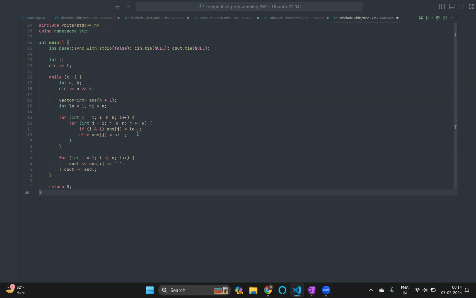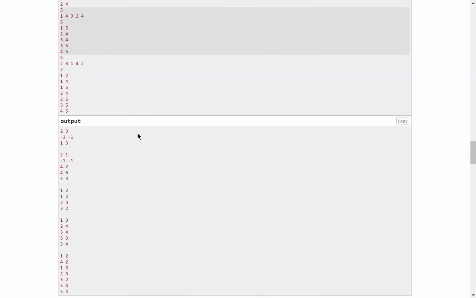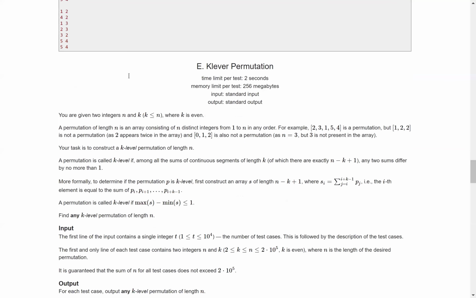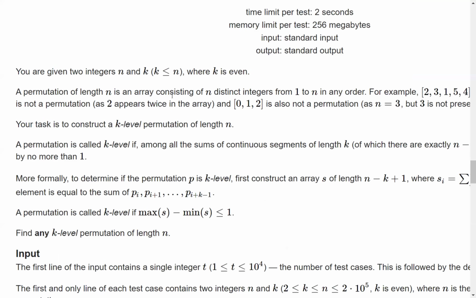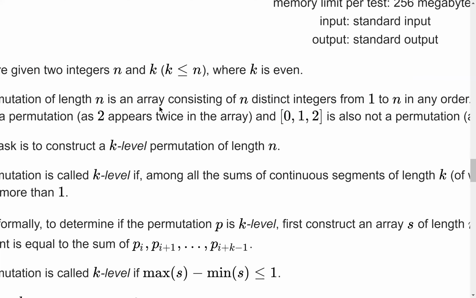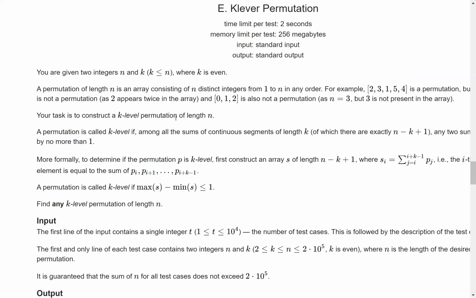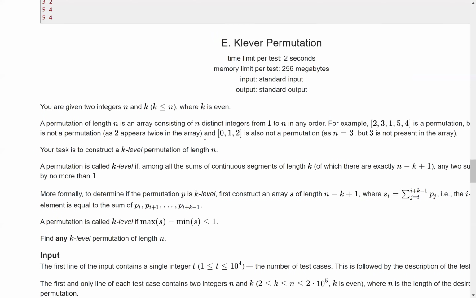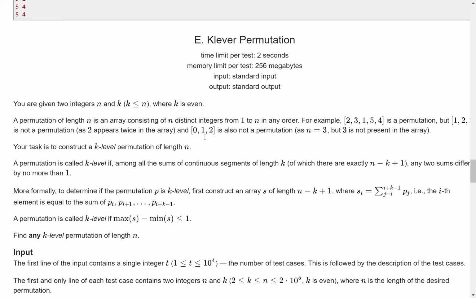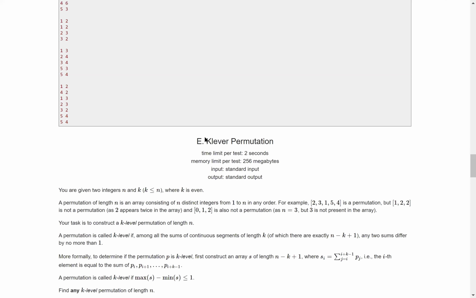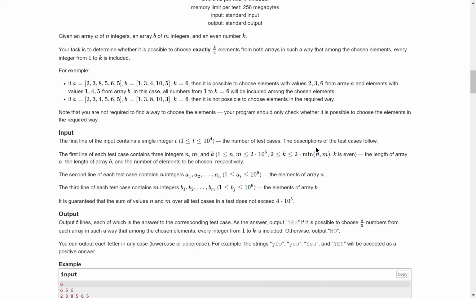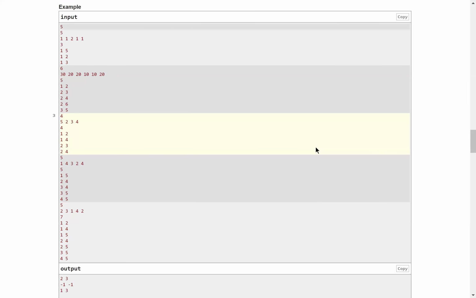Okay, so let us see the next problem then. The problem E says that we have been given two integers n and k, where k is even. Wait, we did solve a problem. Was it different? Okay, so this one was also having even. Okay, no problem. Let's come back.